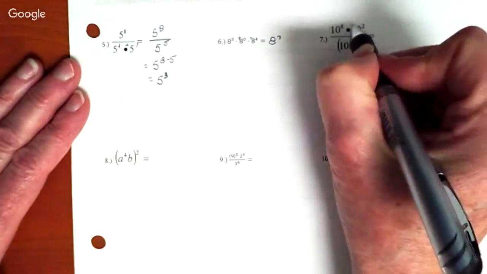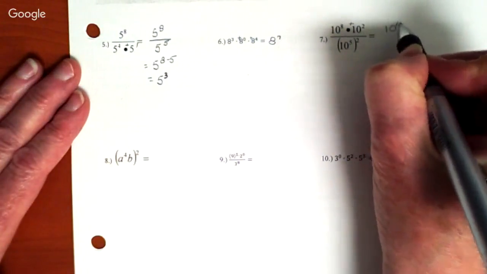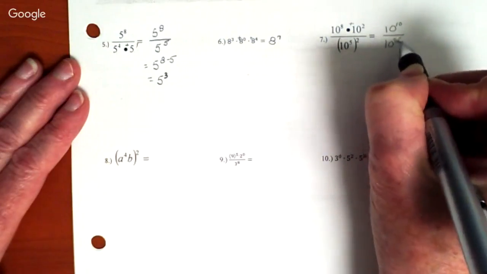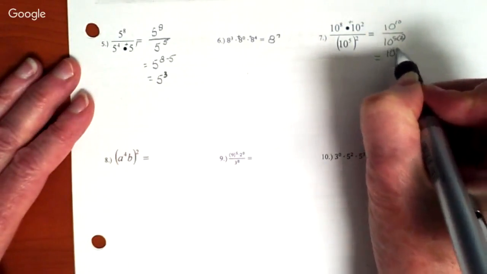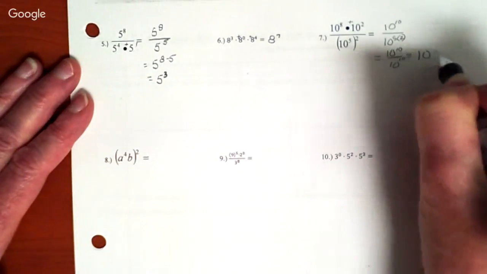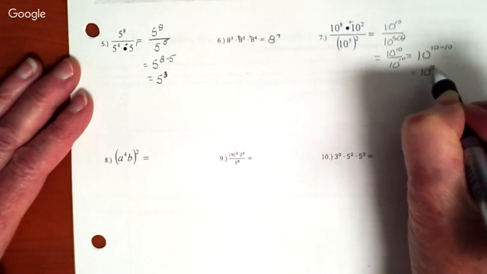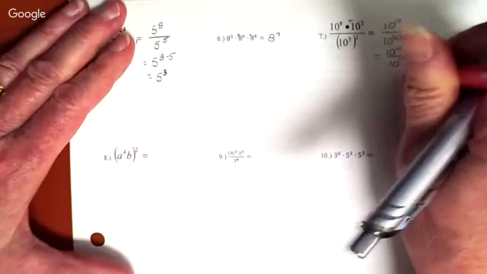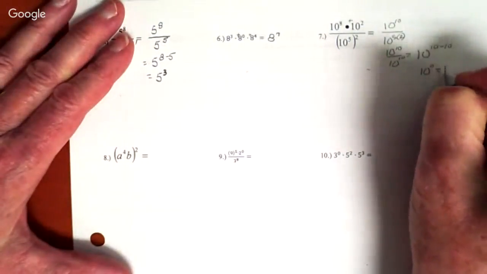Here we can add these two, so 8 plus 2 is 10, so 10 to the 10th over 10 to the 5 times 2. So that would be 10 to the 10 over 10 to the 10, which would equal 10 to the 10 minus 10, which would equal 10 to the 0, which would equal 1.